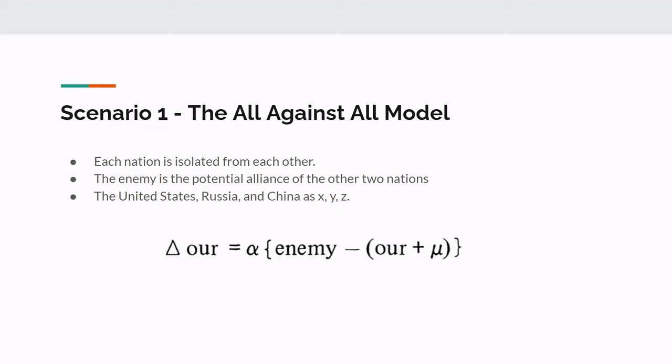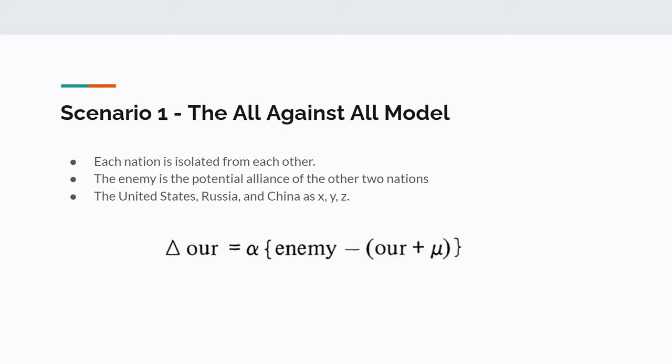In the first scenario, there is an all against all model. So in this case, each nation is isolated from each other, which means that they do not interact among themselves, only to check on the strength of the other nations. In this case, the concern of each of the nations is the potential alliance between the other two nations. So, in order to apply the model, we need to be able to recognize for each nation which one is the enemy and which one is on our side.